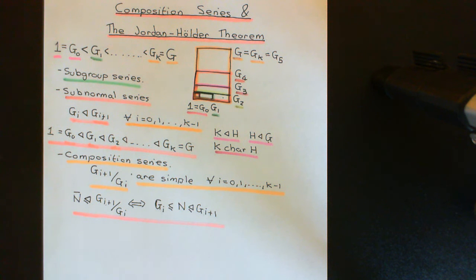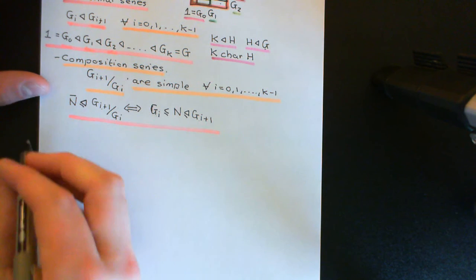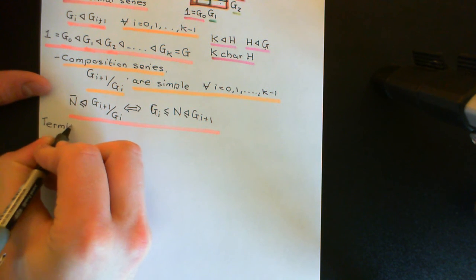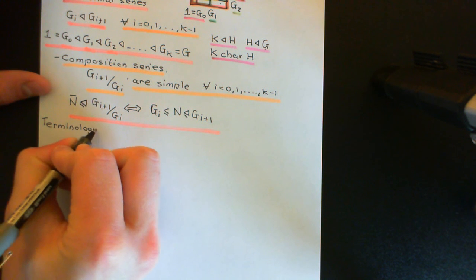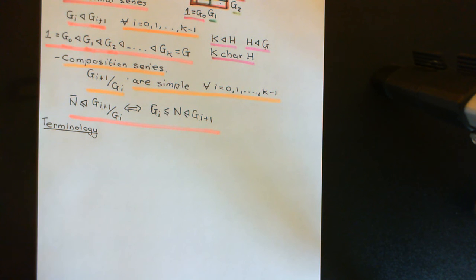Right. So what I want to do now is firstly give you a little bit more terminology concerning composition series, and then prove that for a finite group there is always going to exist a composition series, and then we'll give some examples of actually finding composition series of certain finite groups. So firstly, let's have some terminology. The two pieces of terminology that I want to introduce are the length of a composition series and also what is meant by the composition factors.